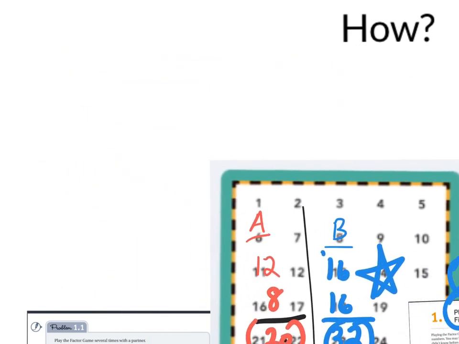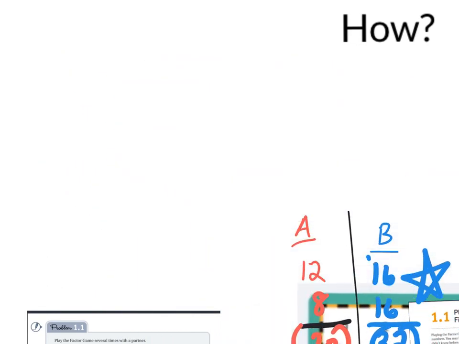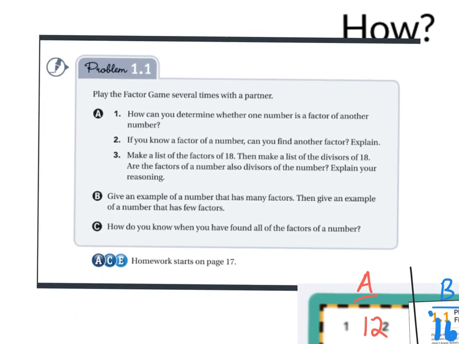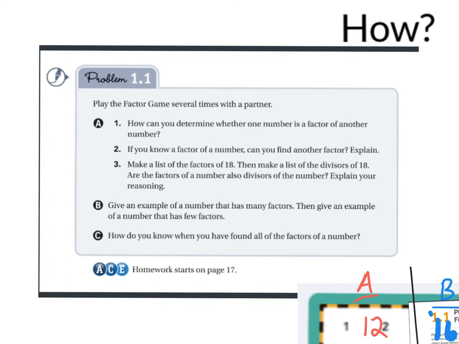All right, so after all that's said and done, once you've played it once or twice with a partner, you will have to answer these questions, and all these things are on our math map. So you'll answer these questions in your spiral notebook, and I'll show you what that looks like in class.